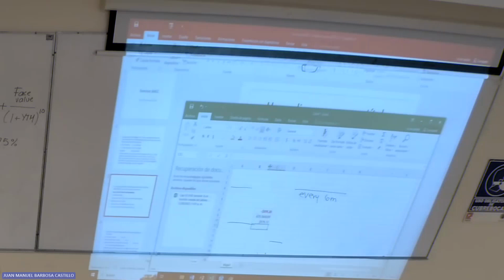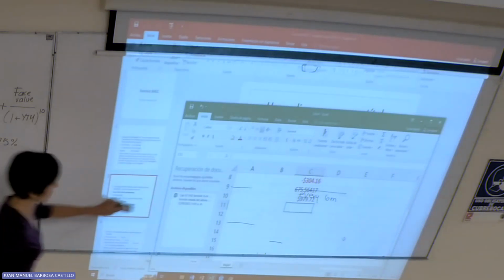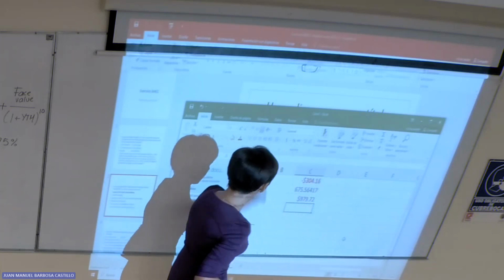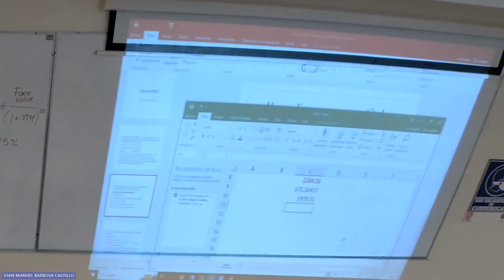$979.67. I'm using all the decimals, that's why we get $979 with 72 cents. So it's using all the decimal places, so probably it's just rounding. The difference is not that much. Okay, but I'm going to use 979.7. That's the value of one bond.